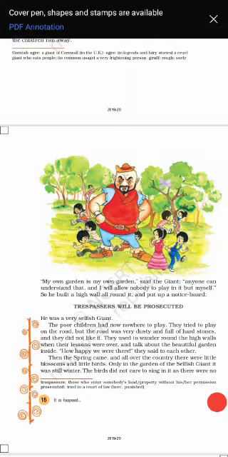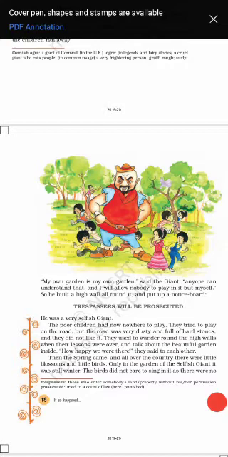It means that when anyone tries to enter by crossing the boundary of my garden, at that particular time the person who does it will be punished by me. Really, he was a very selfish giant.